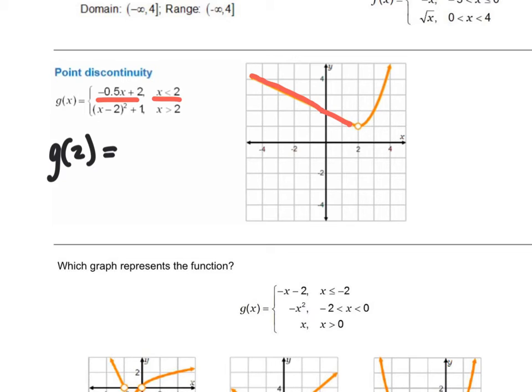The next one, quantity x minus 2 squared plus 1, exists when x is greater than 2. Do we include 2 anywhere? No, so that's why it's an open circle. That's why there's a hole. So because we don't include 2, there's no value for that, and g of 2 would be undefined.